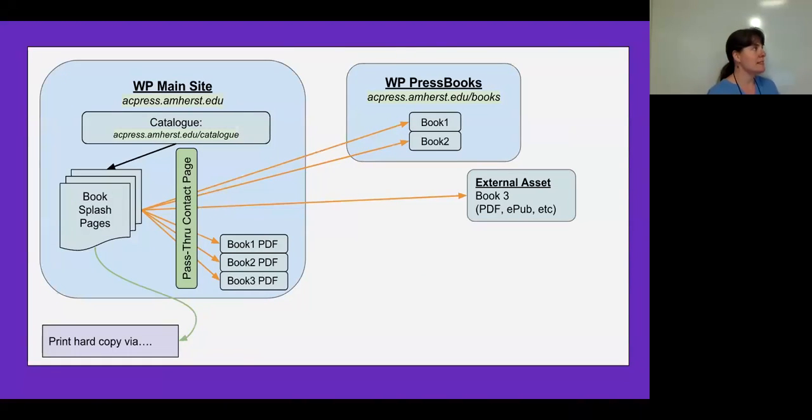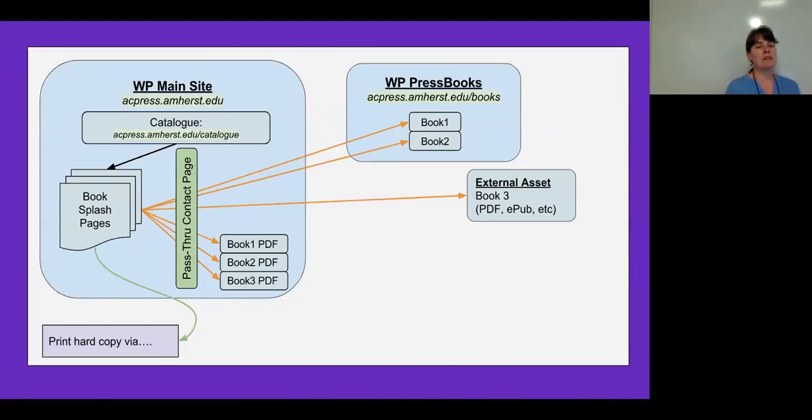So this is our main system view of what we're doing. We have a WordPress main site, which has a catalog on it, which hosts all the book splash pages. The main site is not generally intended to hold the actual content that we're trying to get people out to see. And so these book splash pages will actually lead you to the media that you're looking for.